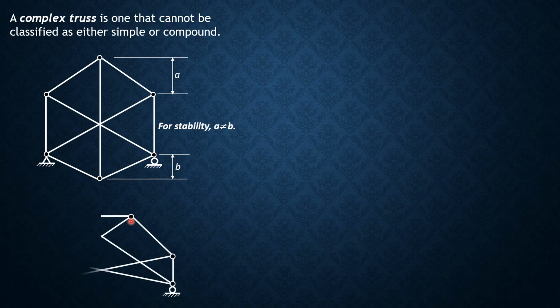Then another example of a complex truss is this. So this is also a complex truss. So these are not joints.